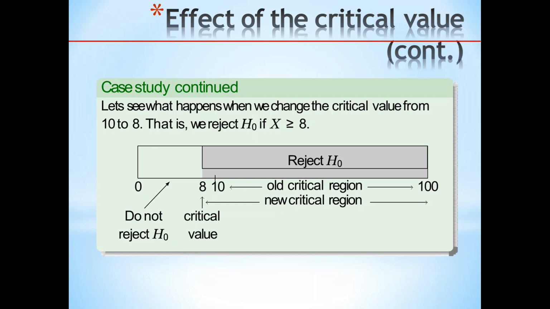I would also like to mention some effects of the critical value. As we can see in case study 1, the critical value changes from 10 to 8. That is, we reject H naught if x is greater than or equal to 8.